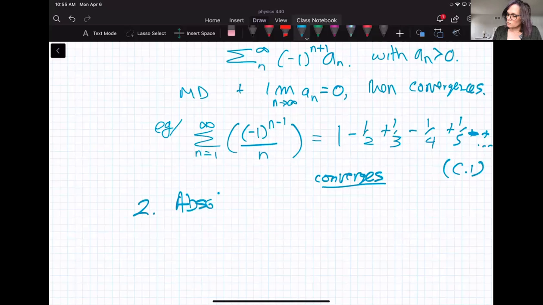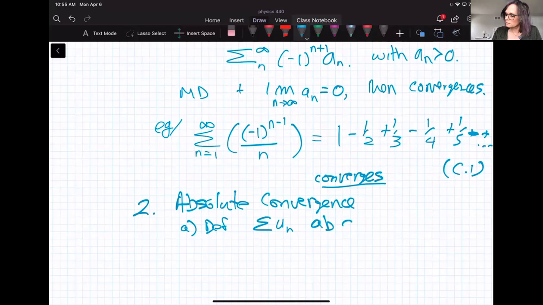It may be useful too to consider absolute convergence. In terms of absolute convergence, the definition is that the series u sub n is absolutely convergent if, and I know this is a shocker, the series of absolute values of u sub n is convergent. Converges. Okay.